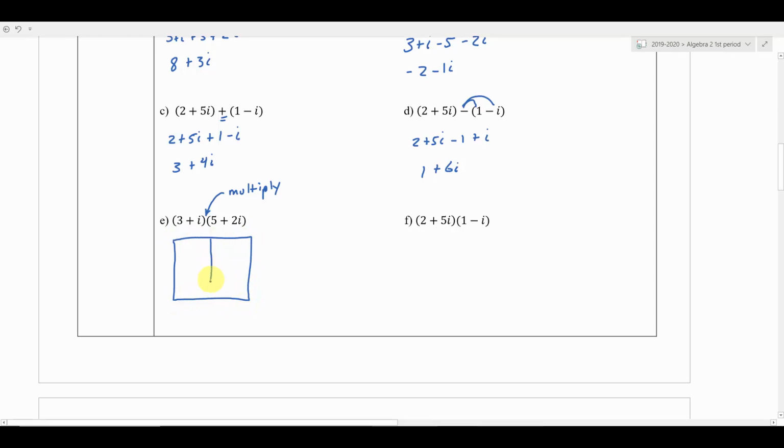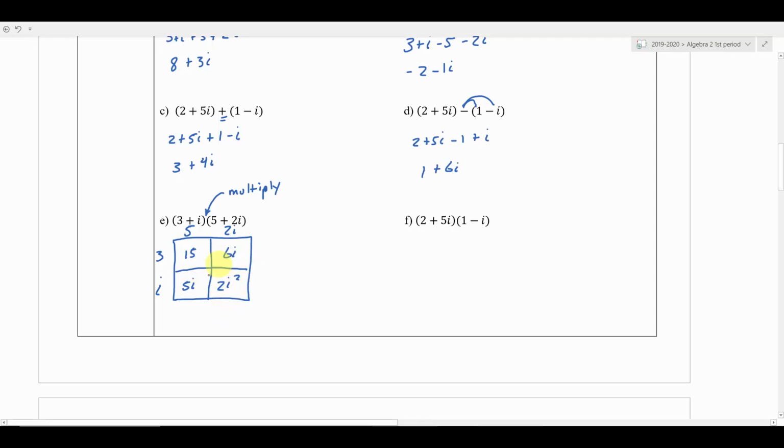I'm going to draw a generic rectangle with 4 boxes, just like we always do. I'm going to take this first complex number, 3 plus i, and put it along the side, just like that. Then this one, the 5 plus 2i, I'll put across the top. And then I'm going to go through and multiply each box, just like we have in the past. So 3 times 5 is 15. We'll do 3 times 2i, which is 6i. And then i times 5 is 5i. And then i times 2i is 2i squared.